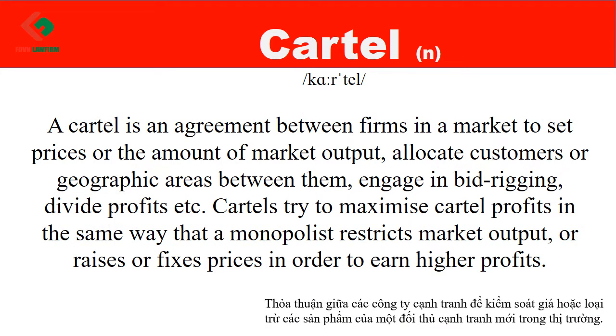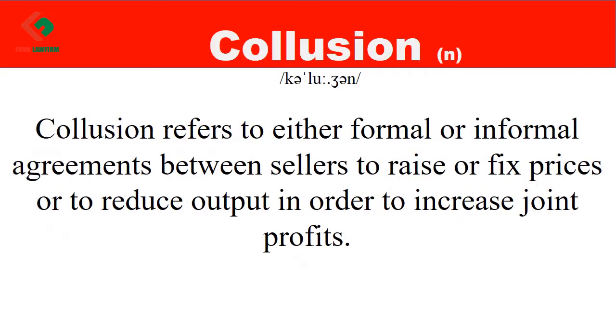Cartel. A cartel is an agreement between firms in a market to set prices or the amount of market output, allocate customers or geographic areas between them, engage in bid rigging, divide profits, etc. Cartels try to maximize cartel profits in the same way that a monopolist restricts market output, or raises or fixes prices in order to earn higher profits. Collusion. Collusion refers to either formal or informal agreements between sellers to raise or fix prices or to reduce output in order to increase joint profits.